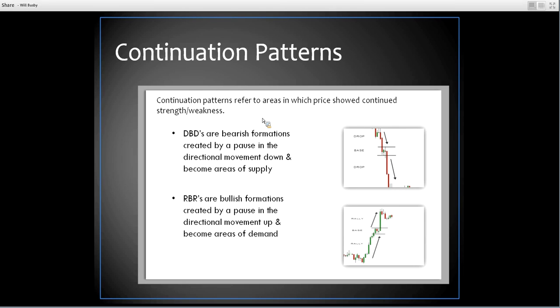Rally-based rally, or RBRs, are the bullish formations. These are also created by a pause in the directional movement, but this is a pause in the upward directional movement. So where the DBDs are going to offer us great areas of supply, the RBRs are going to offer us great areas of demand.